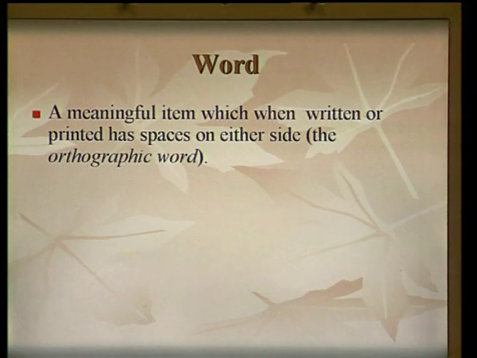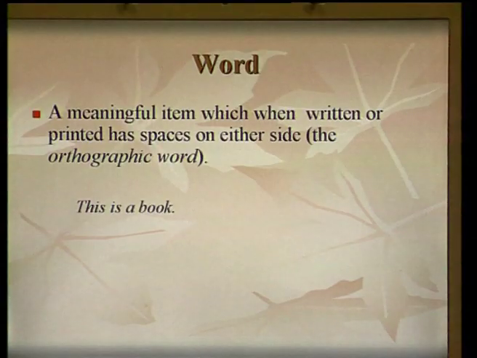There are several definitions of the concept word. Let us look at some of them. The first one is a meaningful item which, when written or printed, has spaces on either side. This is the orthographic word. That is, it is an item that we can recognize as a word in writing. The written or printed word seems to be easily defined. It is characterized by spaces on either side. In the sentence, "This is a book," there are four words and there are spaces before and after each word.